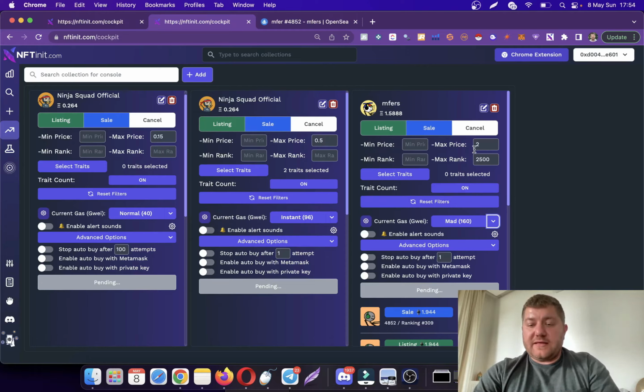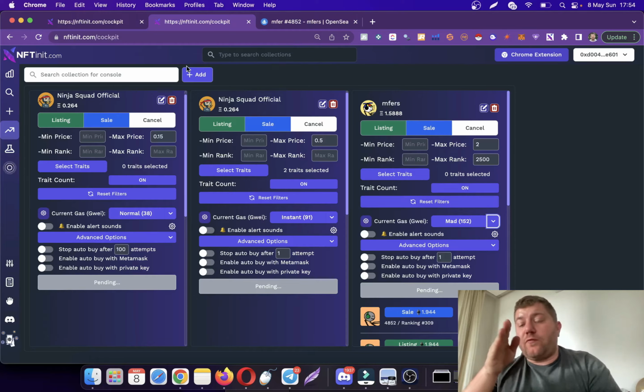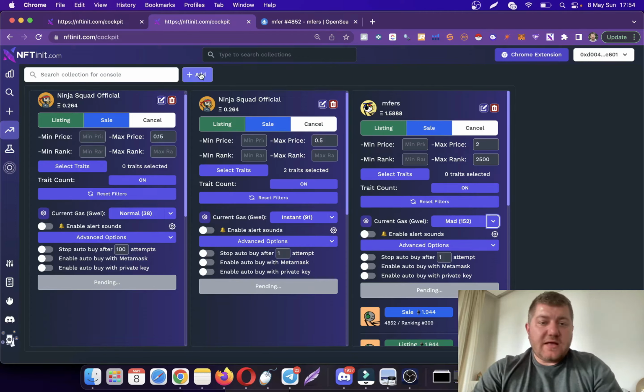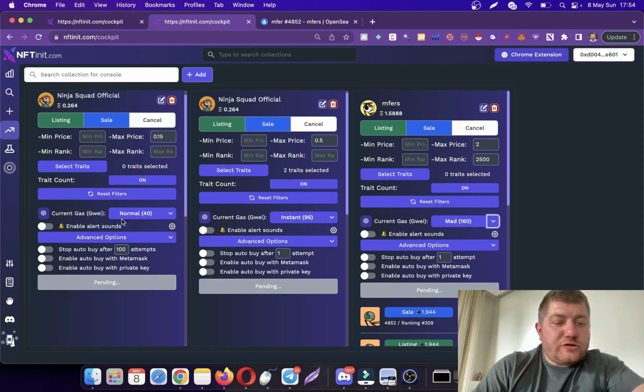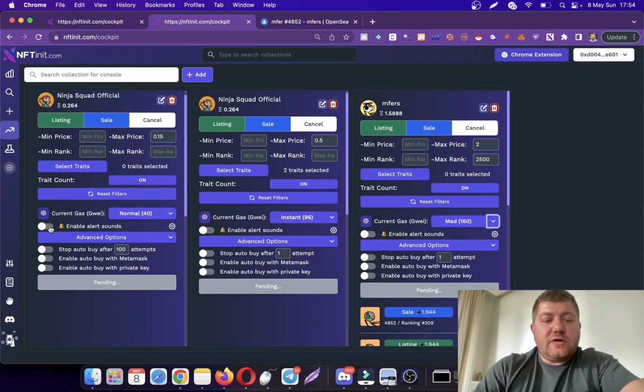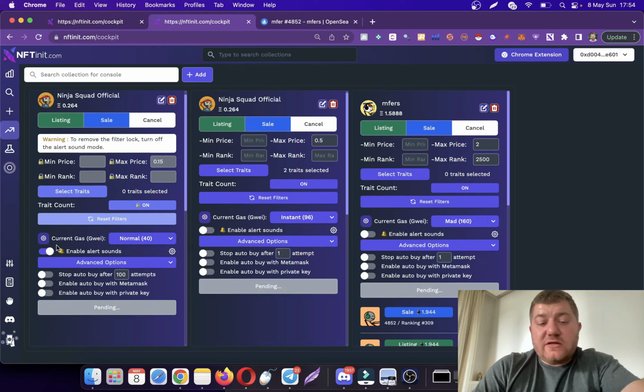So, all right, I think this is what I want. You can add up to 5 collections in a single screen here. So let's actually start processing one of them. I want to enable the alert sound. If you remember, I really want to buy as many at this price, so I just entered 100. I don't even have to toggle this on. You can just keep it toggled off.